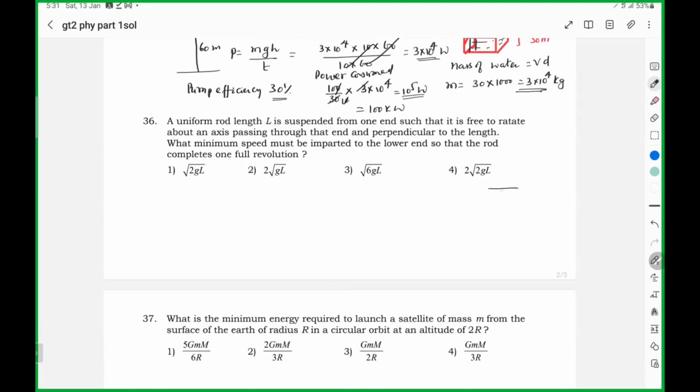Generally, when a bob is connected to complete a vertical circle, the minimum velocity with which we have to give is root 5 GL. But here it is not a bob, it is a uniform rod of length L.